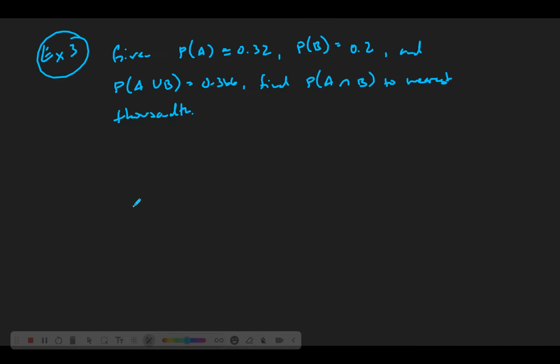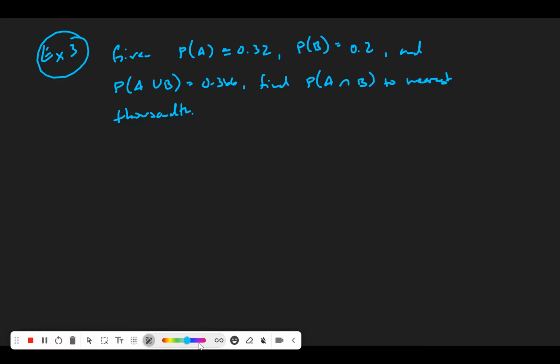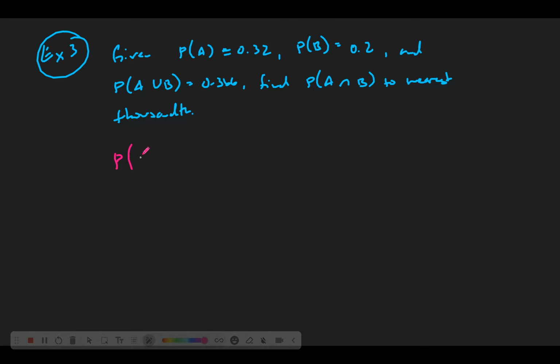So if you notice, they give us 3 probabilities and they want us to find a fourth. These 4 probabilities are used in the non-mutually exclusive OR formula. That formula is P of A or B equals P of A plus P of B minus the intersection, P of A and B, the overlap.